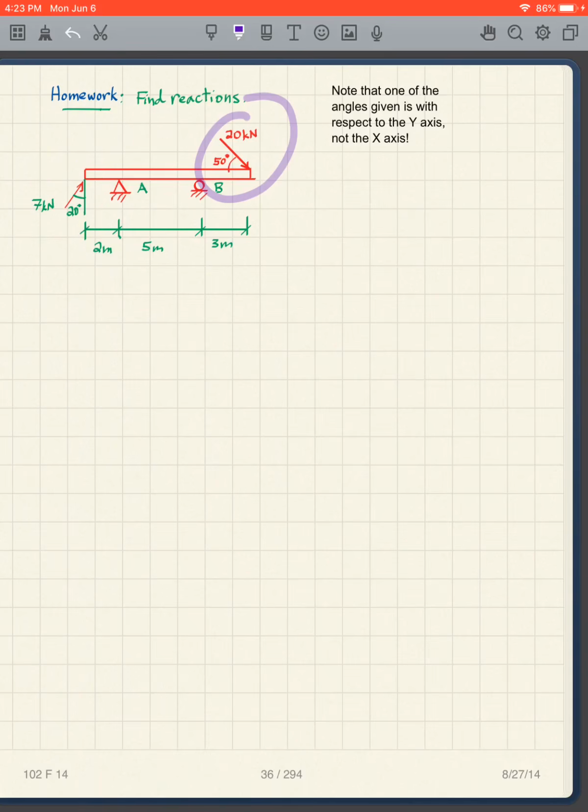You've got 2 forces. Now notice that one of the angles is given with respect to the y-axis, not the x-axis. Now, you have to make a correction. In other words, right here, look. That angle is with respect to the y-axis. You don't want to use the angle with respect to the y-axis. You want to use the one with respect to the x-axis. Okay. All right, so pause the video here and do this problem.